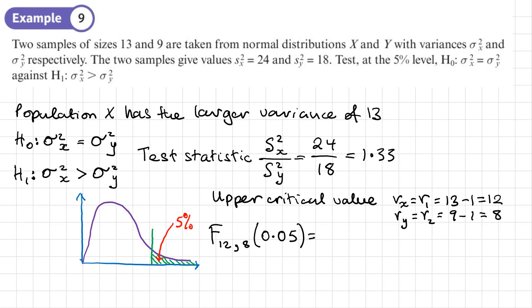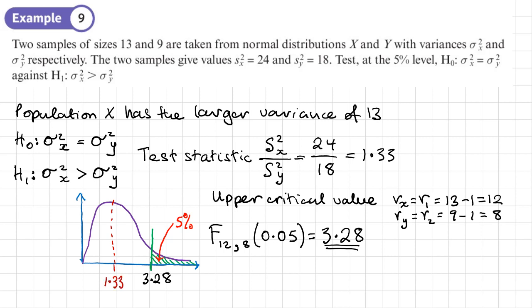So let's see what this gives us from the table. 12 across and 8 down from the table gives me 3.28. So this is my critical value. This value here is 3.28, and my test statistic is going to be somewhere over here, not in the critical region.